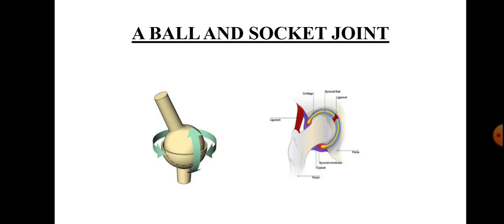What do you observe? The ball is moving freely and the paper cylinder is also rotating. Listen, in a ball and socket joint, the round end of one bone fits into the hollow space of another bone. So the ball and socket joint allows movement in all directions.